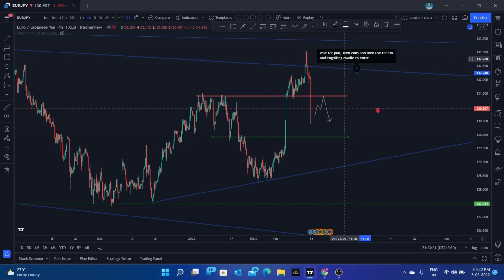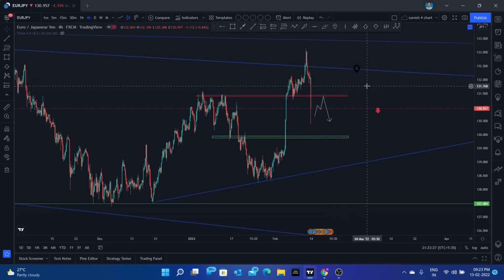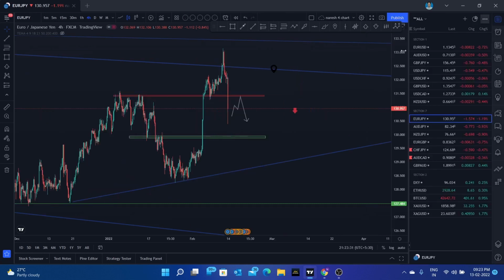So wait for the pullback, then consolidate, and then use the fib and engulfing candle to enter. So I was basically telling you to wait for the pullback to happen, and after the pullback a little bit of consolidation here, then use the fib for confirmation with 50% or 64% retracement. And if it is making some kind of bearish pattern or bearish candle here, an engulfing candle, go for short entries. So that is what I have mentioned here for EURJPY.